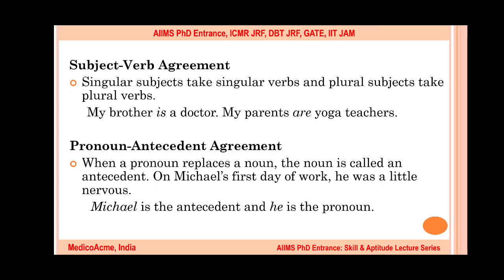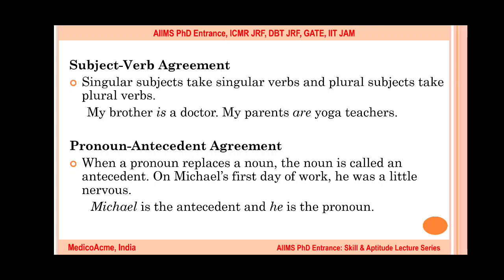My brother is a doctor, my parents are yoga teachers. You can see the charm: my brother is a single person, and my parents are yoga teachers, so there are two of them, both are teachers. So this is subject verb agreement, where you have to look into the plural and singular form of the noun, or you can say pronoun. So pronoun antecedent agreement. What is an antecedent? This is asked many times in examinations, so please learn this word antecedent.